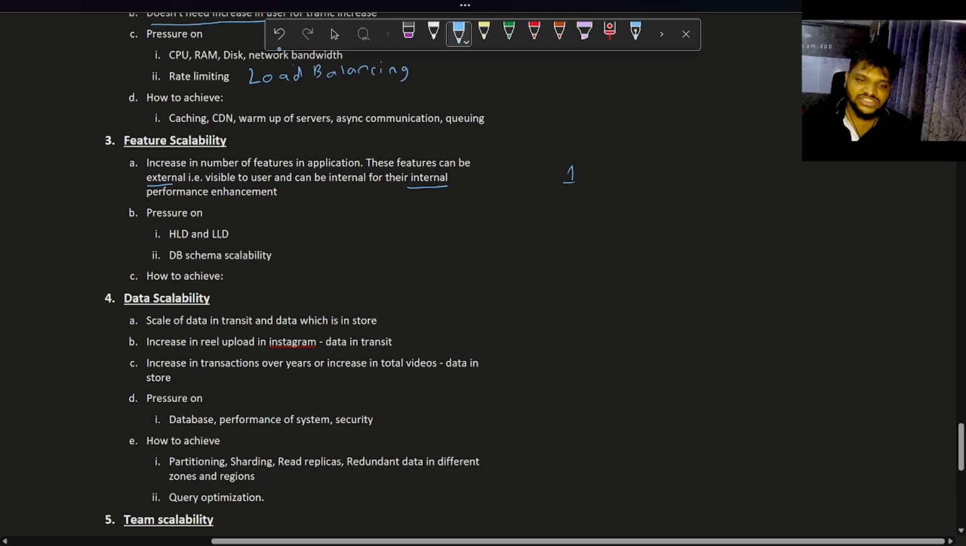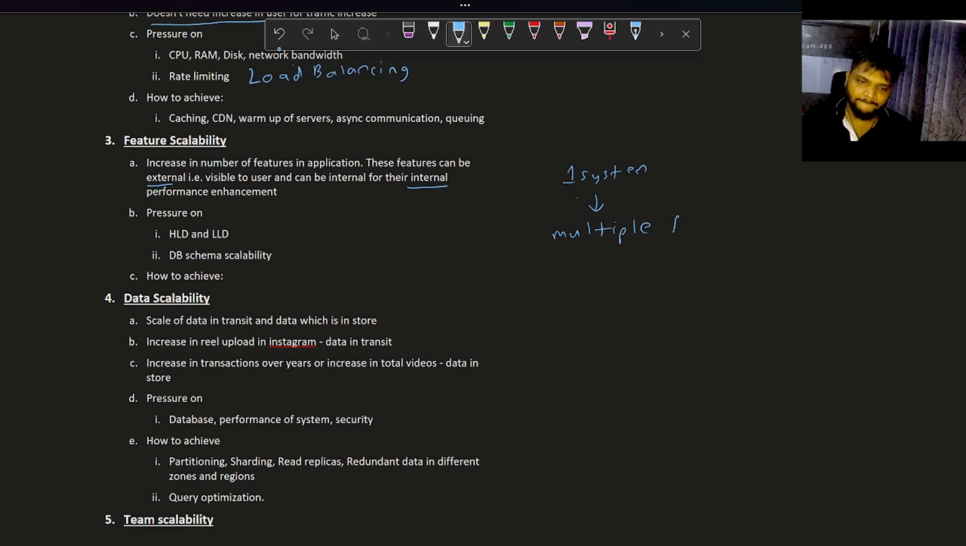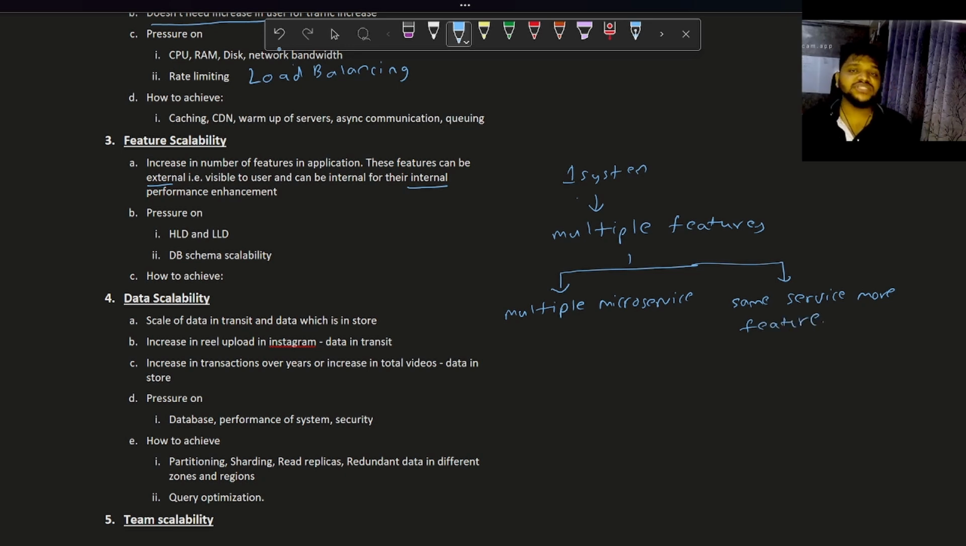So it can be one system that leads to multiple features, which can be dissected into two things: either multiple microservices, depending on the features, or the same service with more features. This is again truly possible. So this is what feature scalability means.